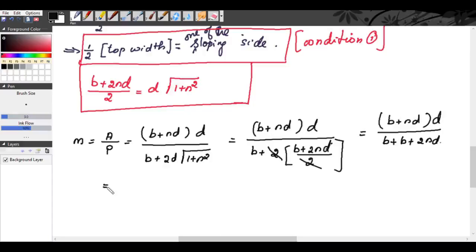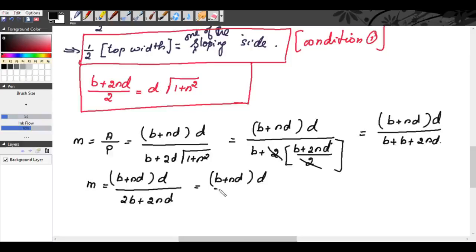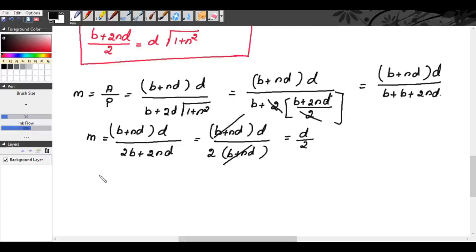So what we get is m is equal to (b plus nd) into d divided by (2b plus 2nd), which is equal to (b plus nd) into d divided by, you can take 2 outside, you will get (b plus nd). You can cancel (b plus nd), we get d by 2. This is our second condition. So our second condition is m is equal to d by 2.